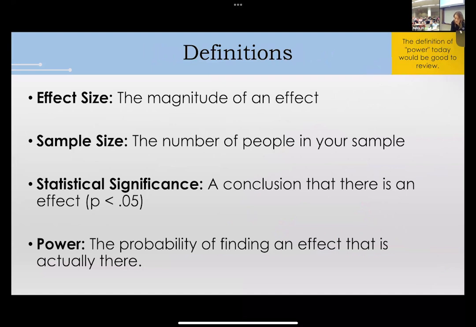Now, let's talk about statistical significance and power. Statistical significance is the conclusion that we make. Power is a probability. That's how they're different. How are they the same though?